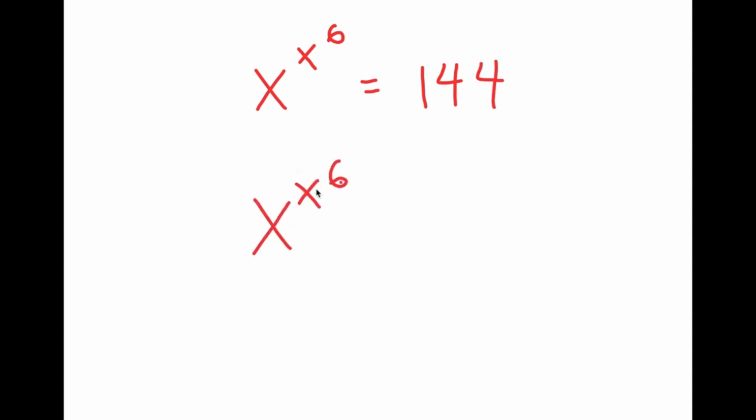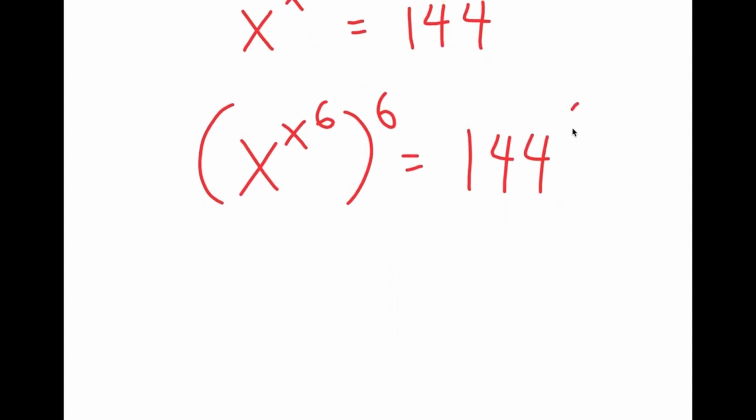Alright, so in this video, I'm going to solve the equation x to the power of x to the power of 6 is equal to 144. So to solve this, I'm going to first start by taking the power of 6 on both sides. So I'll get x to the power of x to the power of 6, to the power of 6, is equal to 144 to the power of 6.